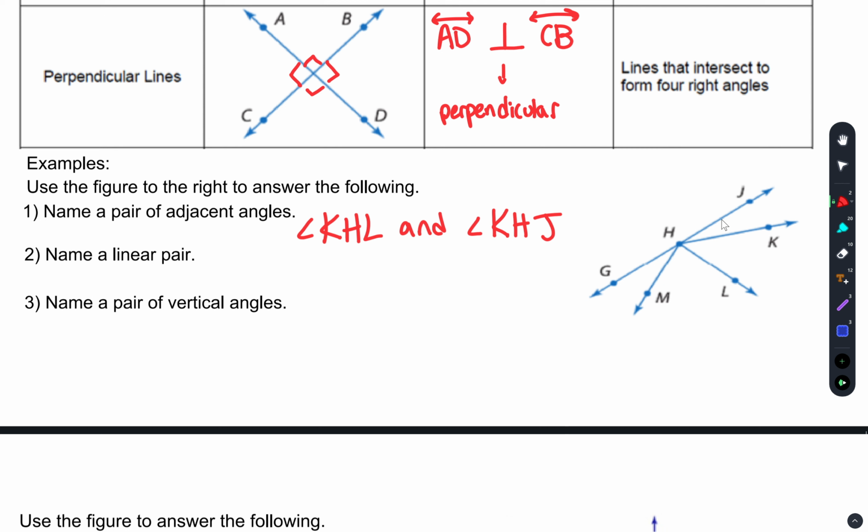A linear pair. Anybody got a linear pair for me? Oh, no. Nolan? Perfect.